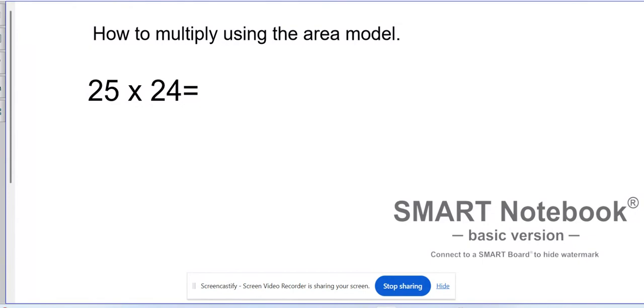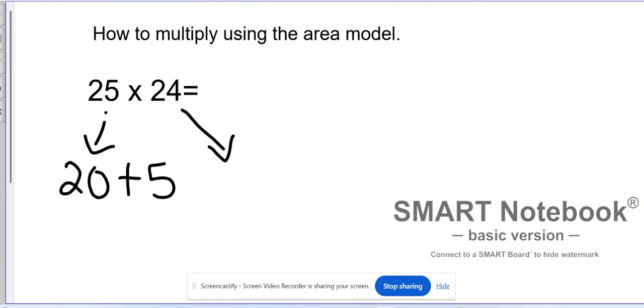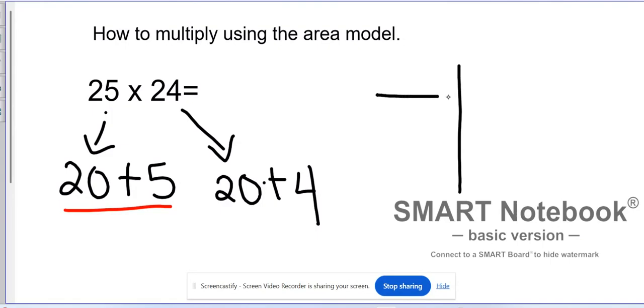For example, 25 is going to be written, in expanded form, as 20 plus 5. And also, 24 is actually 20 plus 4. Let's go ahead and see how it would look as an area model. We're going to look at the first one. So we're going to try the 20 plus 5. So let me just go ahead and draw this. So I have 20 and I have 5.